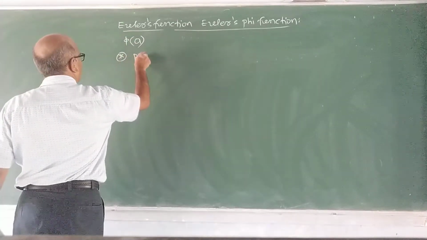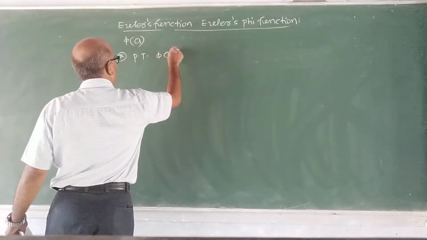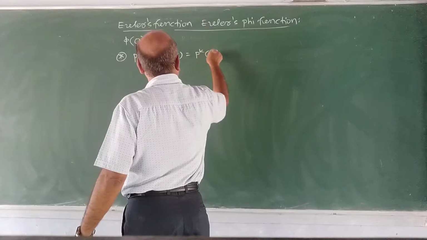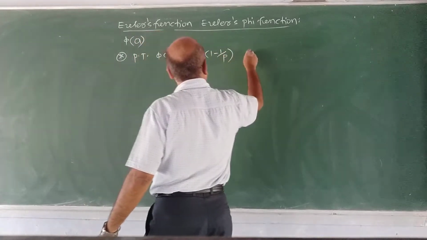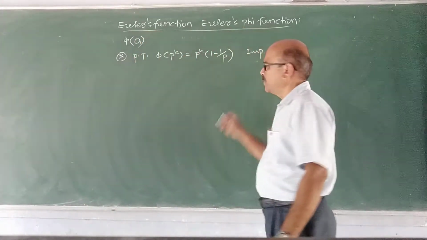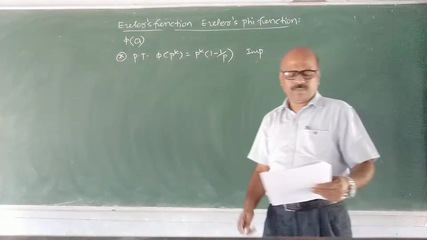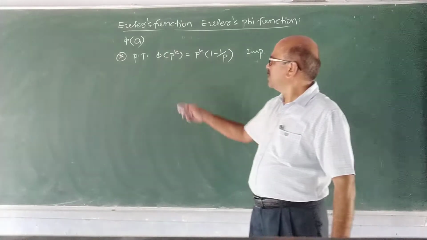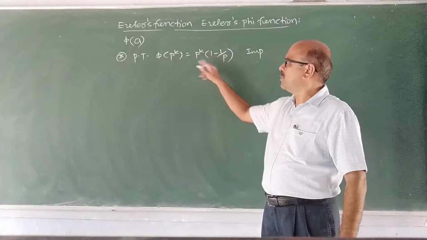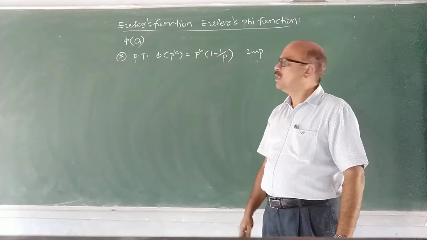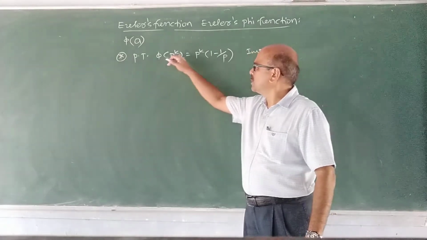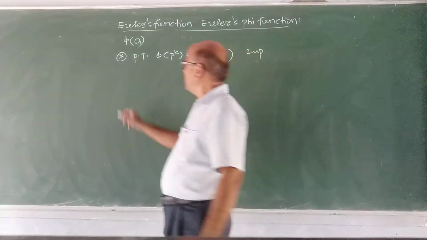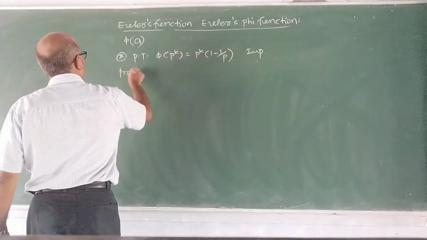First is, prove that phi of P raised to K is P raised to K into 1 minus 1 upon P. It is an important result. Here P is a prime number. Phi of P raised to K is P raised to K into 1 minus 1 upon P. How to prove this? So the proof is like this.